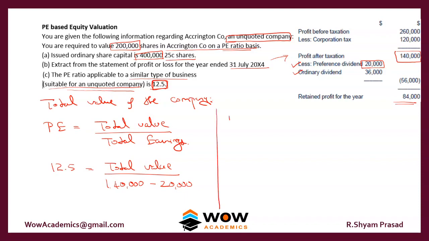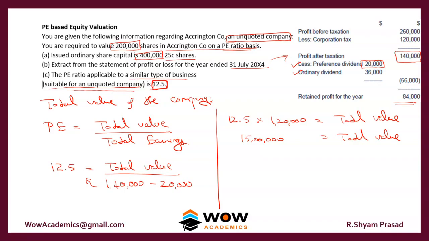So we'll solve the balance problem here. 12.5 into this number will go here. So it becomes 1,20,000. So that will be the total value of the company. So the total value comes to 1.5 million or 15 lakhs.